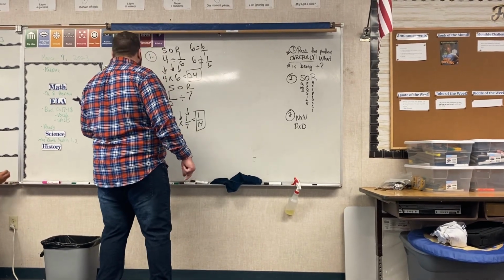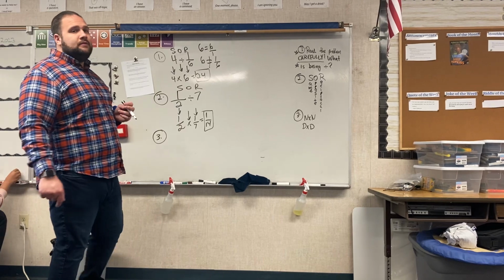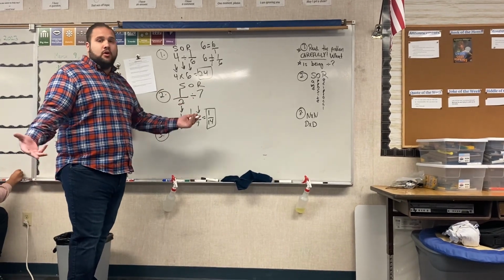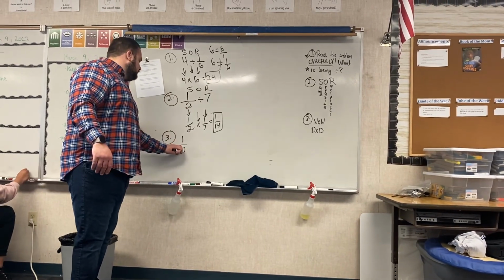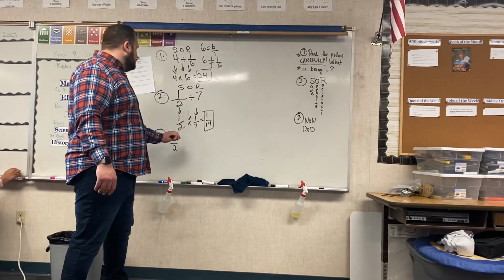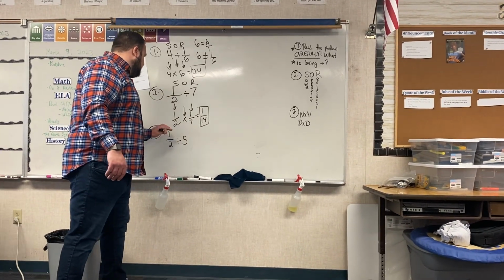A pitcher of orange juice is half full. It needs to be divided evenly. Well, what needs to be divided? The pitcher of orange juice, which is half full. It needs to be divided evenly among 5 children. So 1/2 divided by 5.